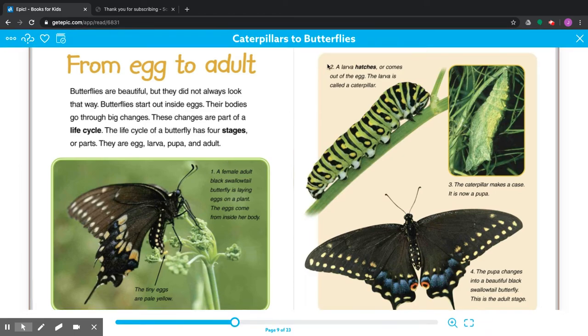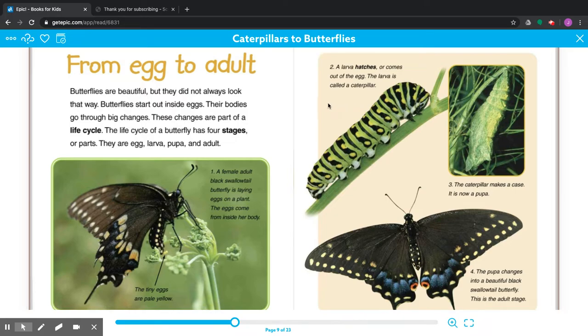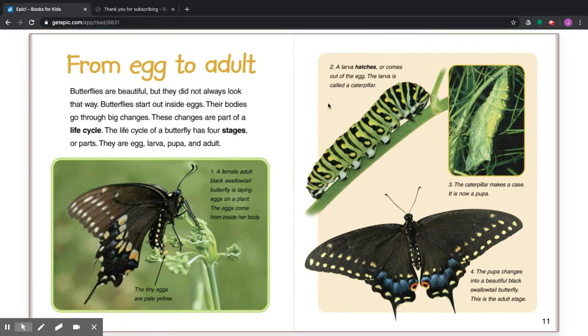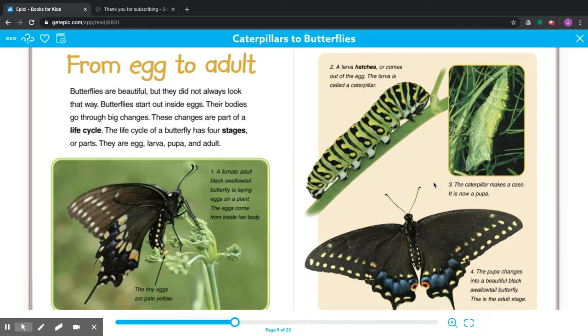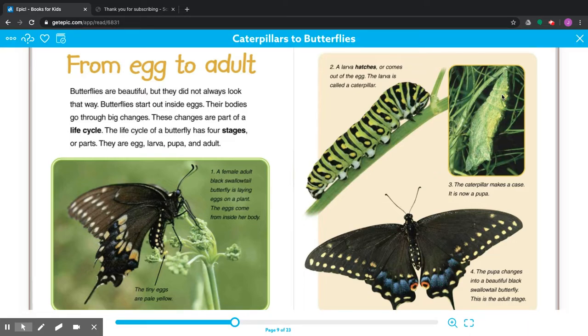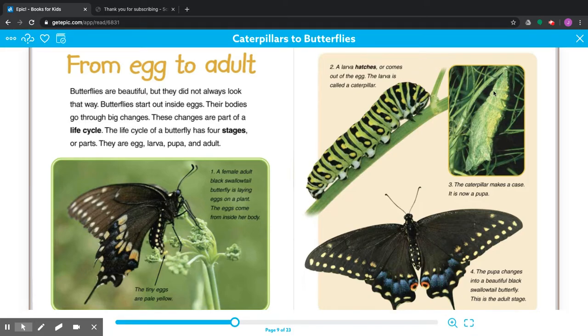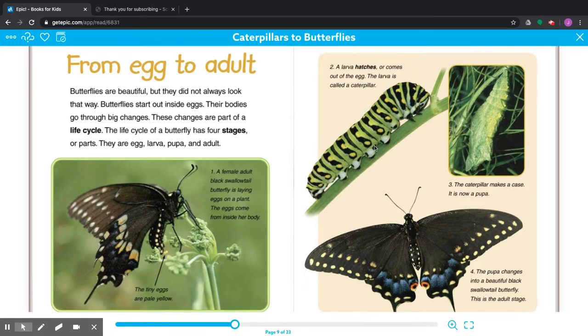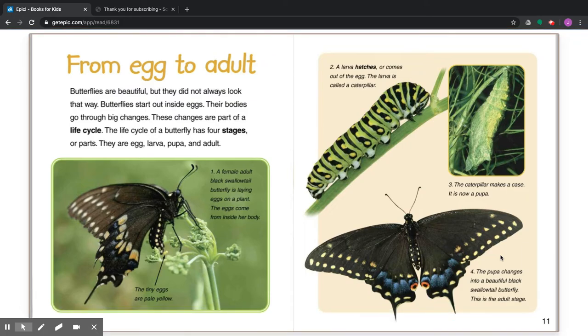Then the second stage of the butterfly's life cycle. And this caption says a larva hatches or comes out of the egg. The larva is called a caterpillar. Then, stage three, the caterpillar makes a case. It is now a pupa. And this case is called a chrysalis. So, when it becomes a pupa, it forms a chrysalis around its body. Then finally, stage four, the pupa changes into a beautiful black swallowtail butterfly. This is the adult stage.